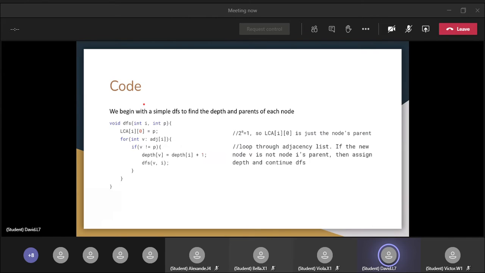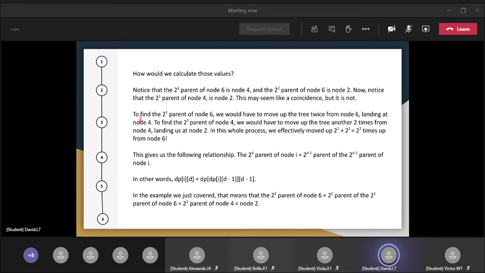So notice that the 2 to the first parent of node 6 is node 4, and the 2 to the squared parent of node 6, 1, 2, 3, 4, is node 2. Now, you'll notice that the second parent of node 4 is also 2, right? So that may seem like a coincidence, but it's actually not.